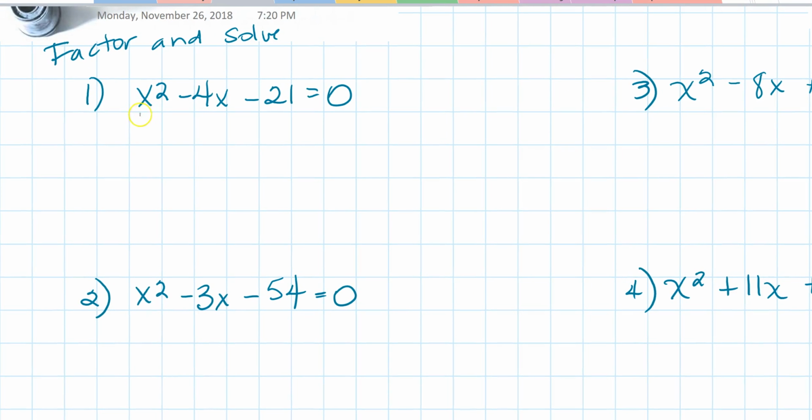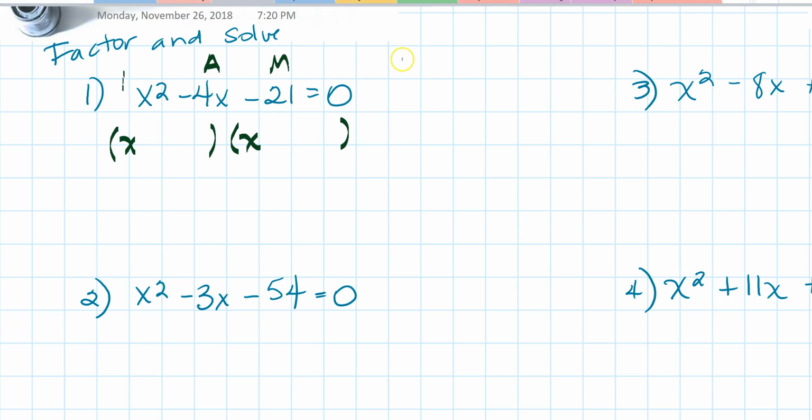I'll start with the first one. Now, since the a is 1, and by that I mean this leading coefficient is a 1, we don't write it. That would be redundant. But because it's 1, we know the only way that happened was that these 2 binomials had to start with x and x, because that first step is to multiply the first terms and you get x squared. Now what adds to -4 but multiplies to -21?